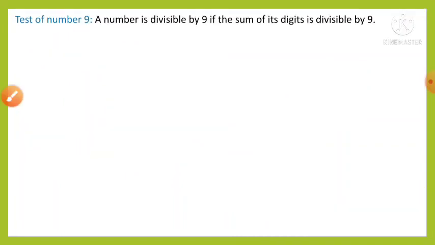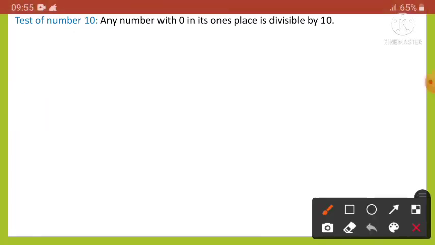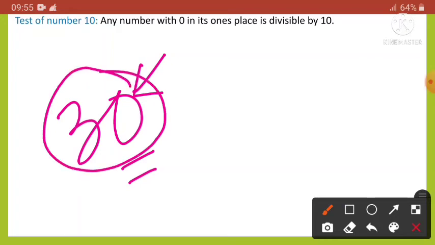Next is the divisibility test of number 10. It is very simple. If any number has 0 in its 1's place, then it is divisible by 10. So to check the divisibility test of the number 10, we have to look at the 1's place. If it is 0 at the 1's place, then it is divisible by 10. So 30 is divisible by 10.